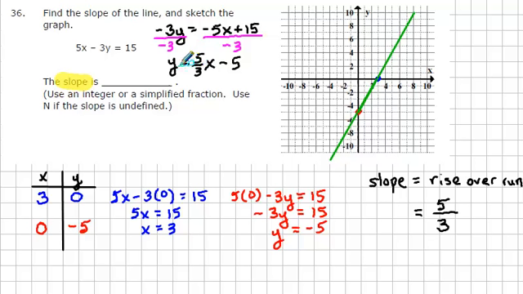Now notice that our equation is now in slope-intercept form. The slope of the line is 5/3, and the y-intercept of the line is negative 5. So when we go to the graph, we notice that our y-intercept is at negative 5, and then in order to get another point on the graph, we could rise 5 and run 3, and that would take us to our x-intercept, which is 3, 0. So it's just a matter of personal preference as to which method you make use of.